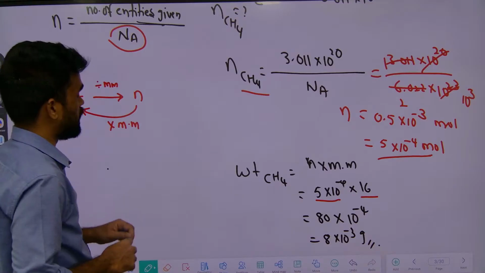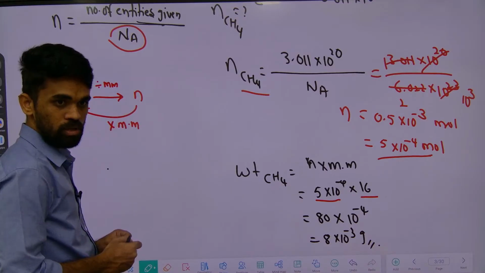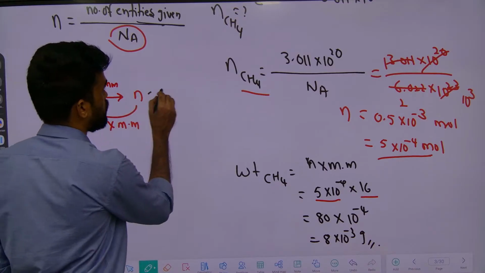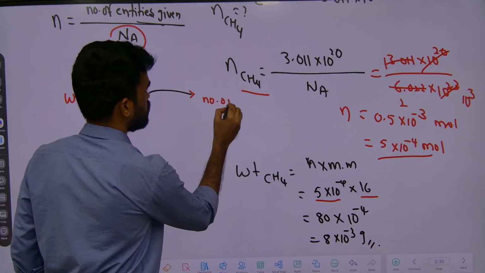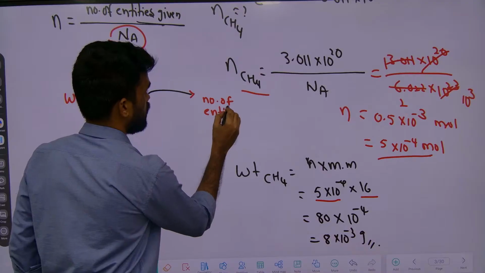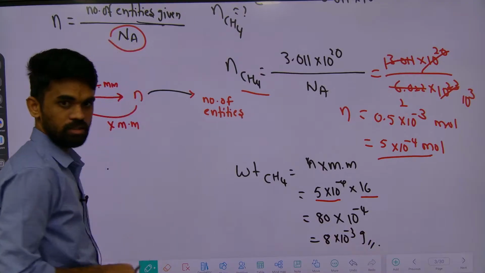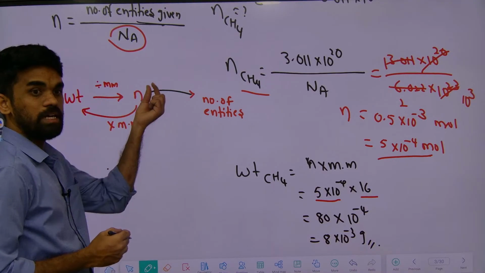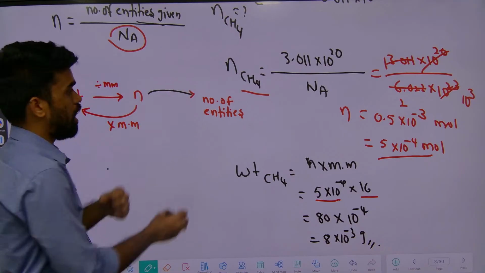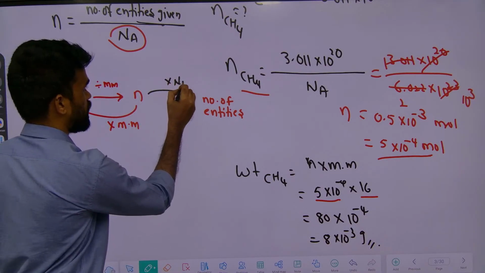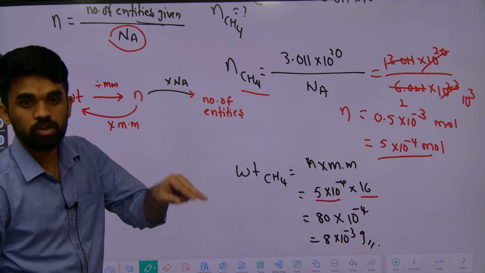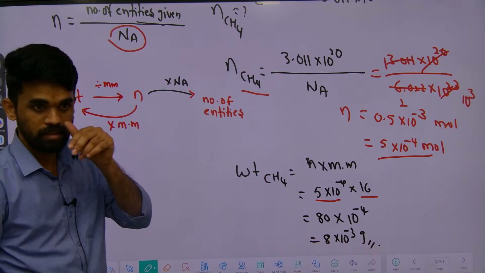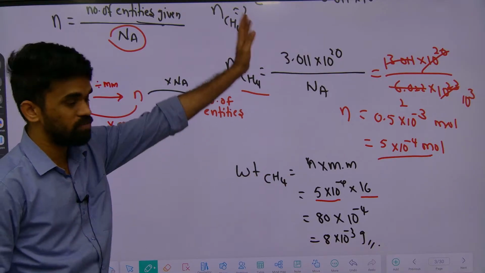Okay. Sometimes they will give you number of moles and ask you to calculate number of entities. How to do this? Given moles multiplied with Avogadro number. Like 1 mole, Avogadro number. 2 moles, 2 into Avogadro number. Like that. 5 moles, 5 into Avogadro number, that we have seen.